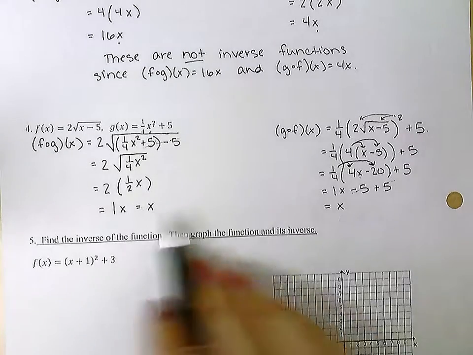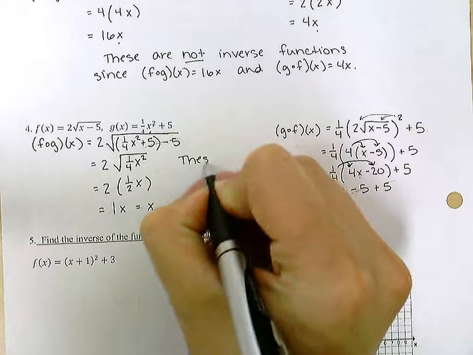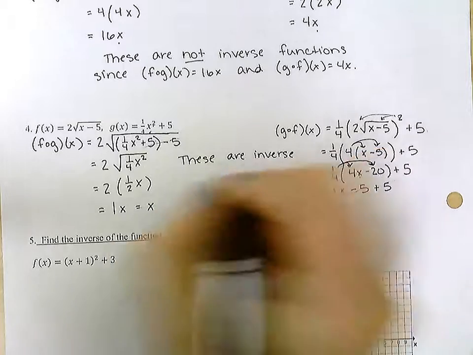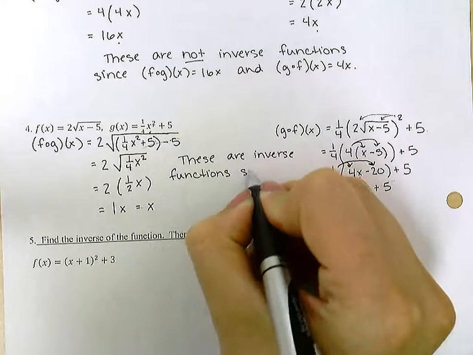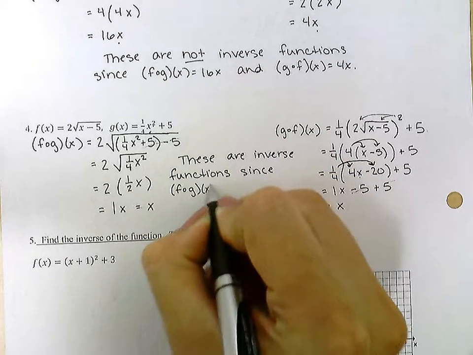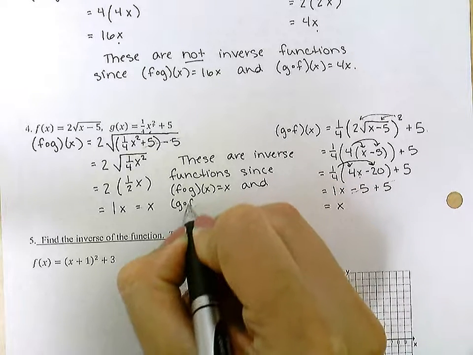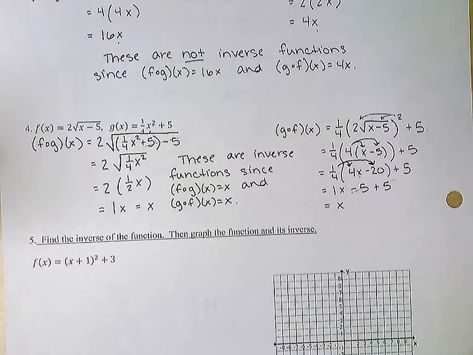So since both of these reduce down to just x, these are inverses. Okay, they are inverse functions, since f of g of x equals x and g of f of x equals x. Okay, so those are inverses.